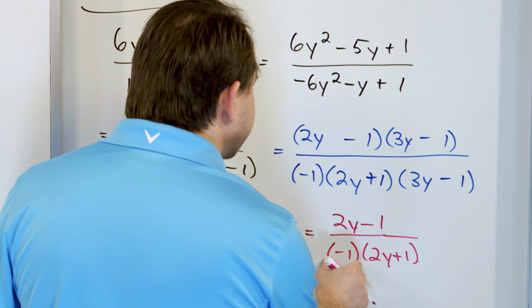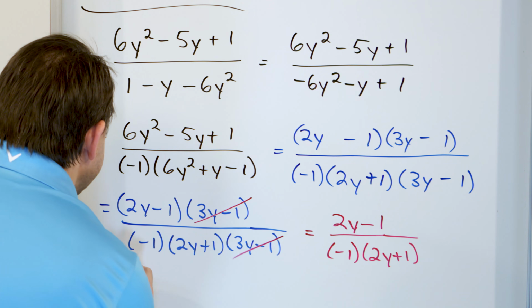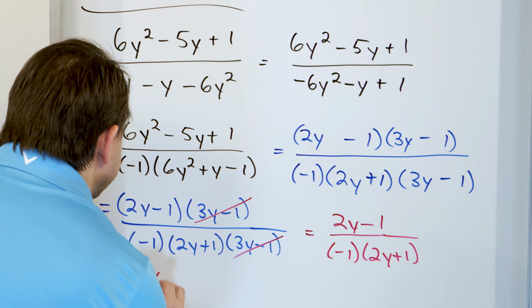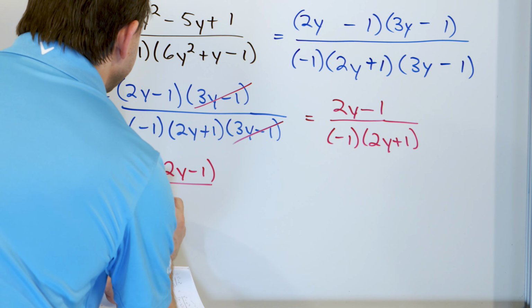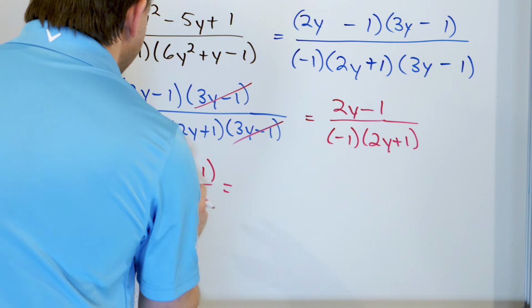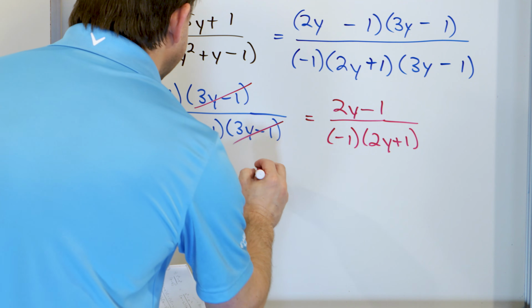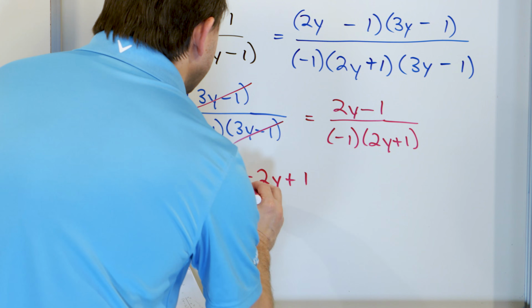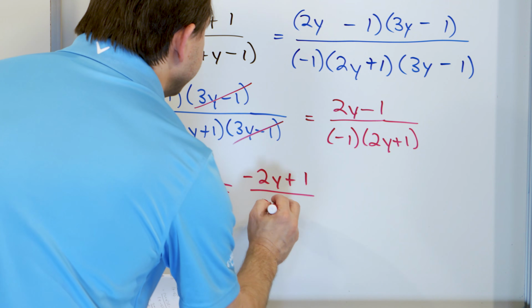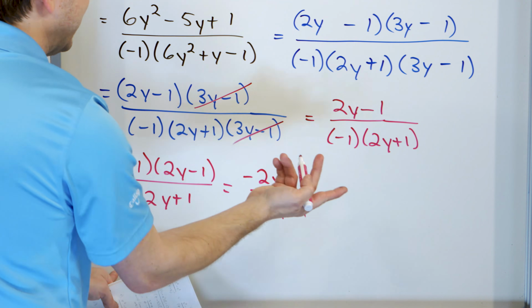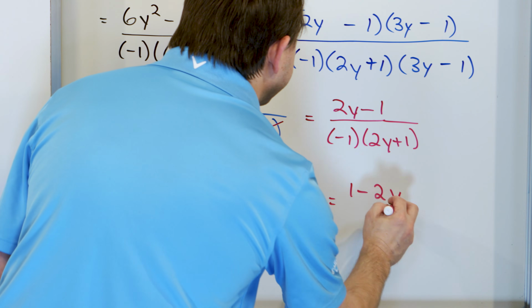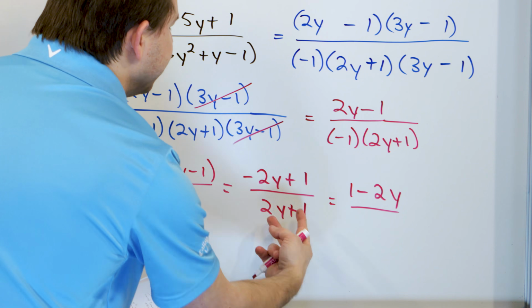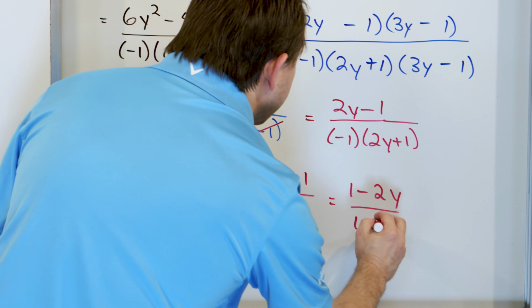So what we're going to do is just move this guy to the top and make it -1 times 2y minus 1, and on the bottom we'll just leave it as 2y plus 1. When we multiply this in, we'll get -2y plus 1 over 2y plus 1. And we don't like the way that's written. You can leave it like that, but I'm going to write it as 1 minus 2y. And to make it match with this, I'll flip that around too and make it 1 plus 2y.